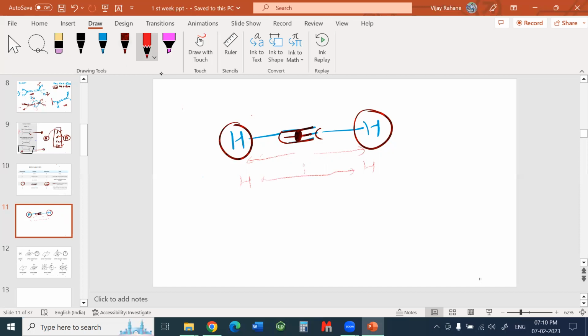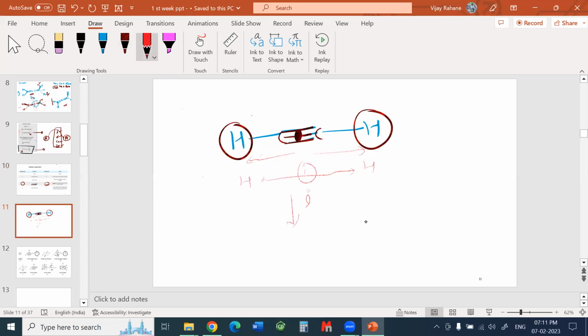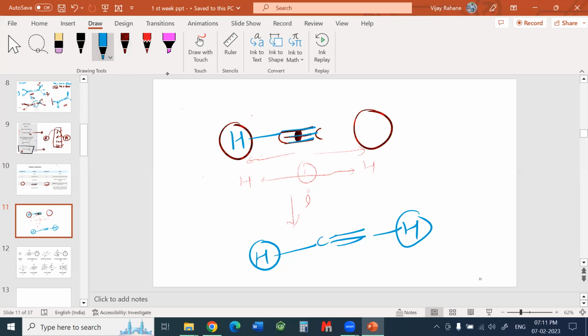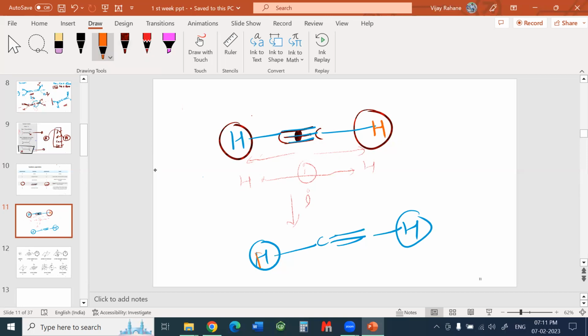inversion center, right? So if you perform this inversion operation, what will we get? We will get this molecule, which is exactly similar to the previous one. But in this one, if this hydrogen is the labeled one, let's label it with a different color, orange hydrogen, right? After performing the inversion operation, the orange hydrogen will go to the opposite direction after performing this center of inversion.